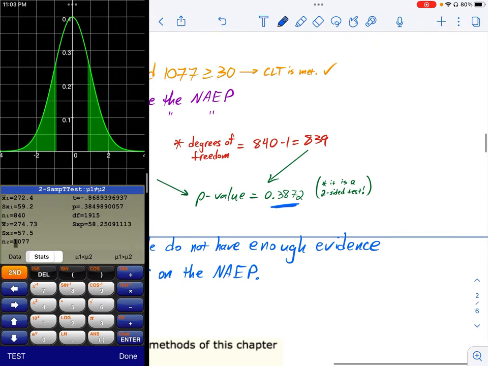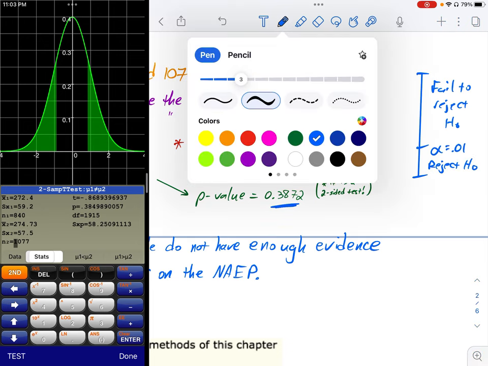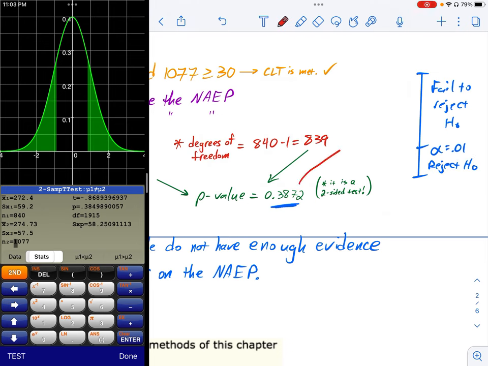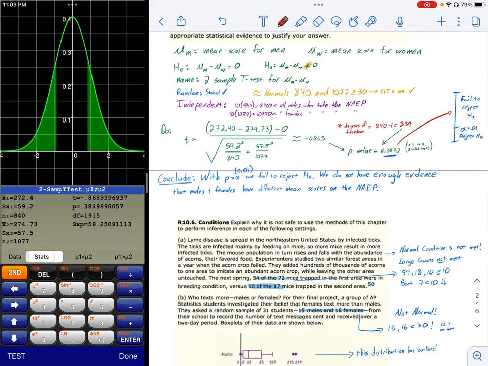Maybe this would be a good time to remind you of this little handy dandy picture I've made for you guys, right? Here's alpha, 0.01. Up here, you fail to reject the null. And down here, you reject the null. But where are we? This is way up here. It's way higher than 0.01. Now, what does that mean?